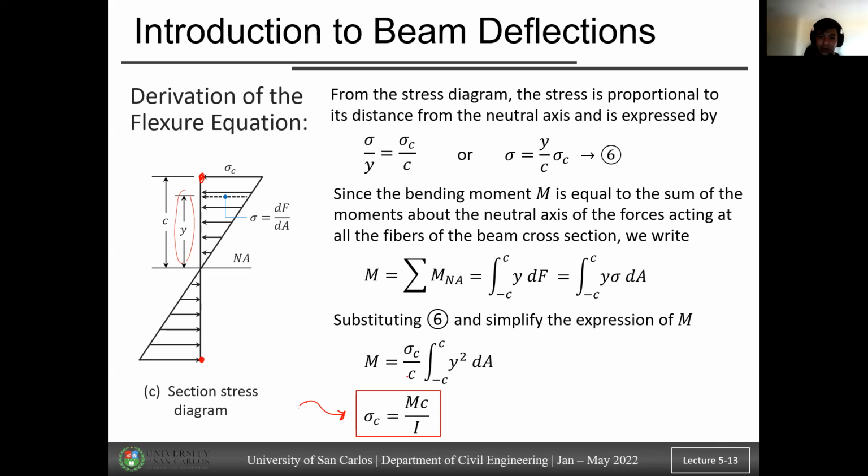Okay, so m is also the moment. Since you know how to solve for the moment, what's left for us to determine is the moment of inertia, this I. You can also have it as my over I, but most likely in books and references, it's really mc over I.